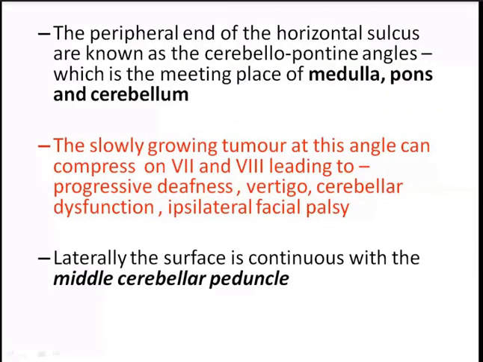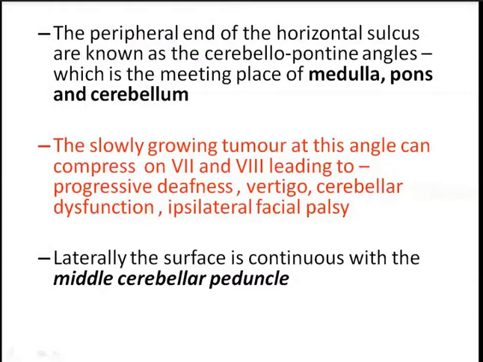The peripheral end of the horizontal sulcus is known as the cerebellopontine angle because it is the junction between the cerebellum and the pons, which is the meeting place of medulla oblongata, pons and the cerebellum. So if there is any lesion or slowly growing tumor at this angle, it can compress cranial nerves 7 and 8, leading to progressive deafness, vertigo, cerebellar dysfunction and ipsilateral facial palsy.